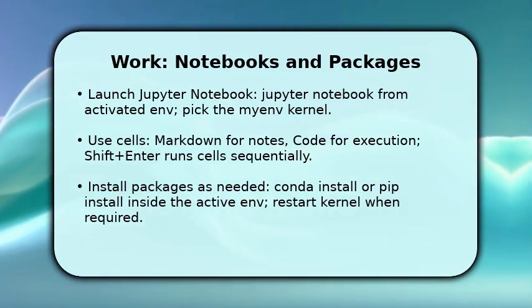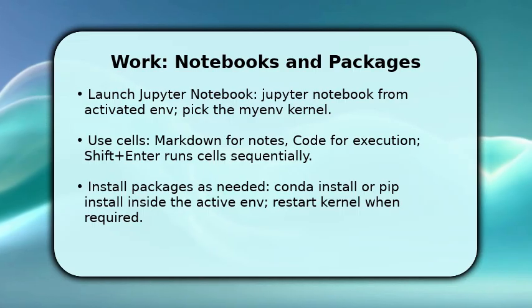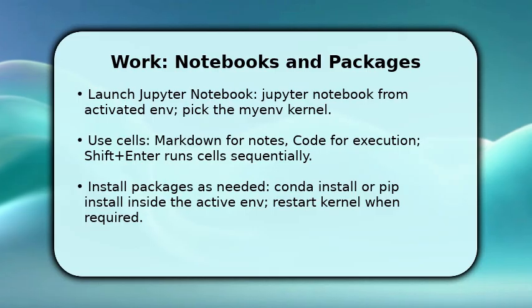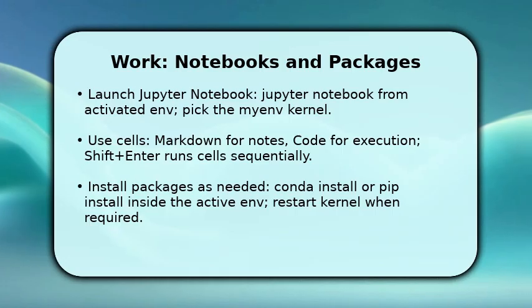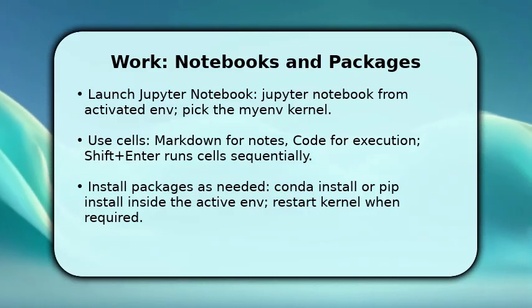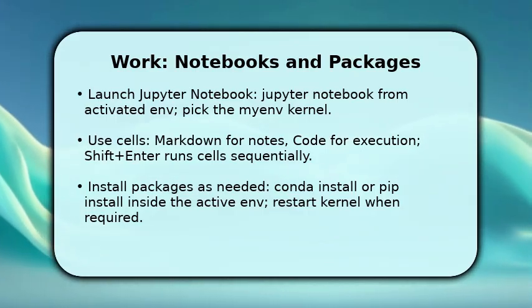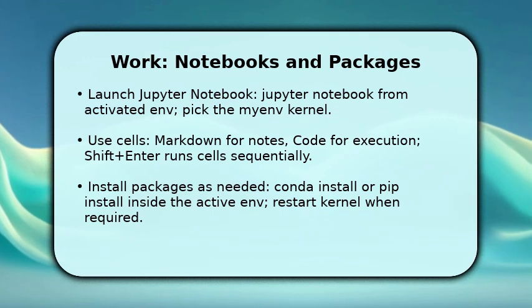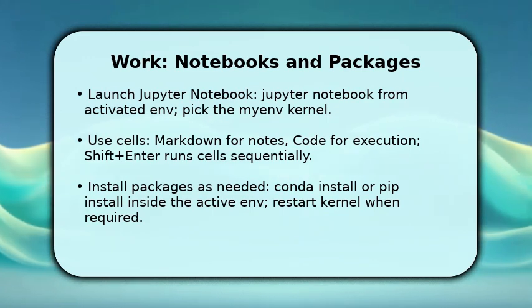Use markdown cells to document intent and code cells to develop incrementally. Run short blocks with Shift+Enter to keep state clear. If you need libraries, install them into the same environment using conda install or pip while the env is active, then restart the kernel to pick up compiled extensions. Following this disciplined flow reduces hidden state and makes reproducing results straightforward.